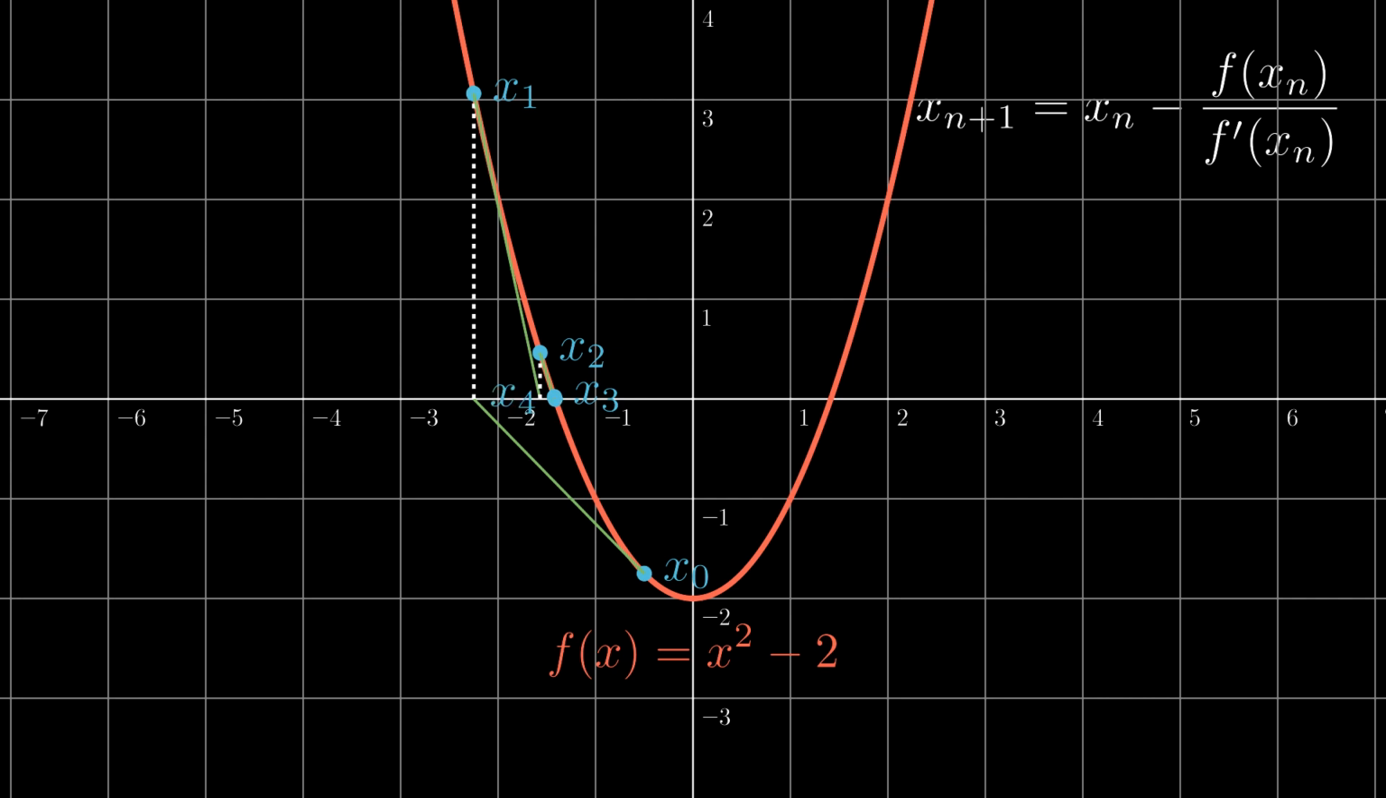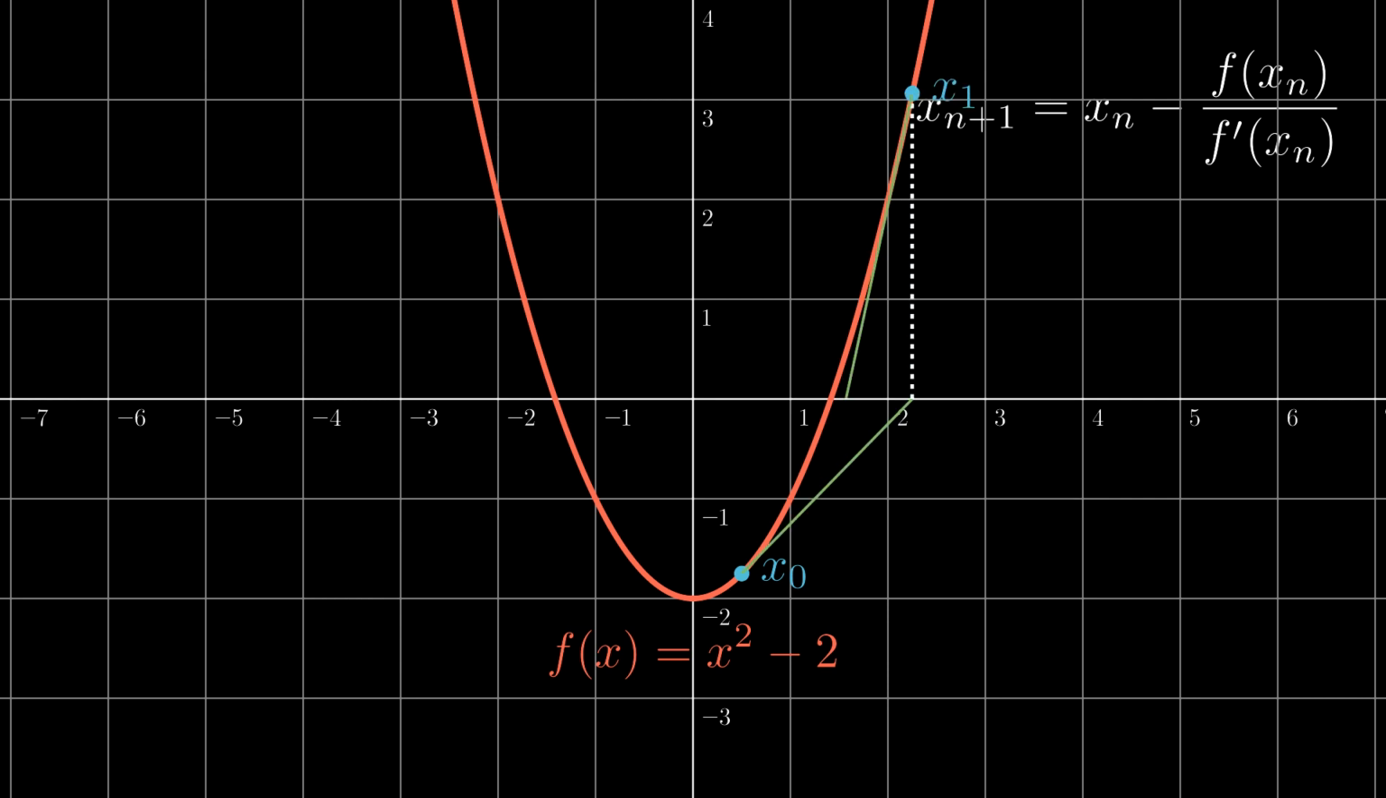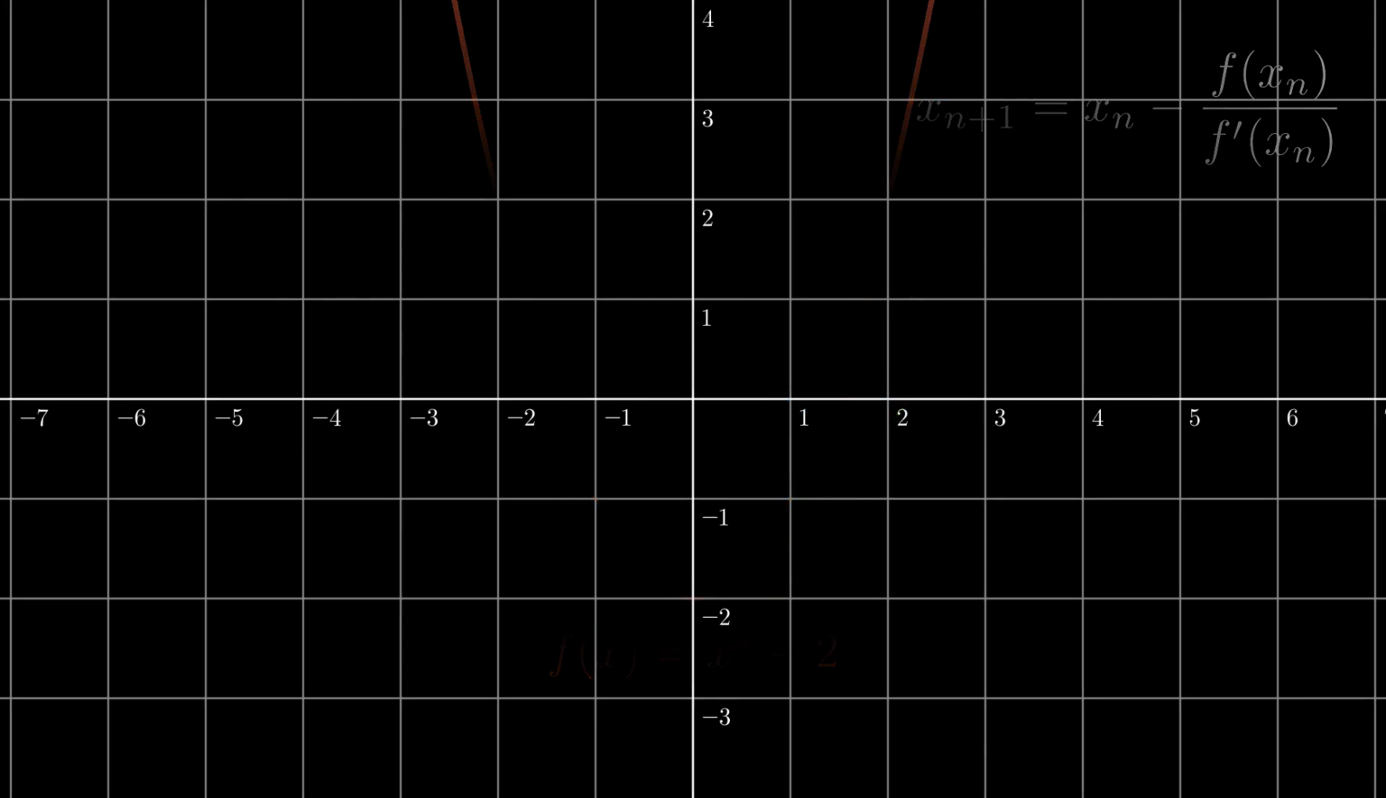It would seem like the process has converged to one of the roots. Let's try again, with a different initial guess. This time, the algorithm has picked another root. Now another question we might be asking is, does this process always converge?